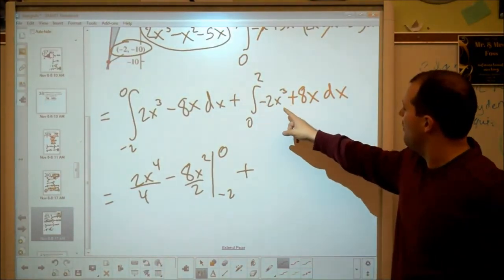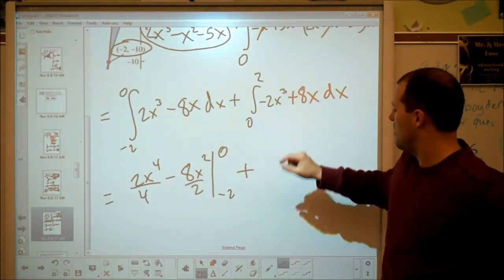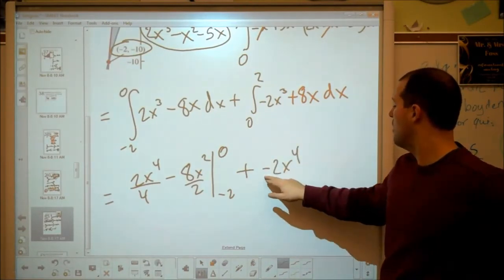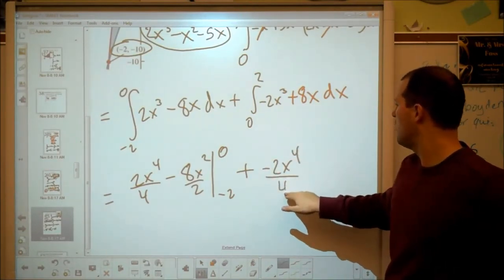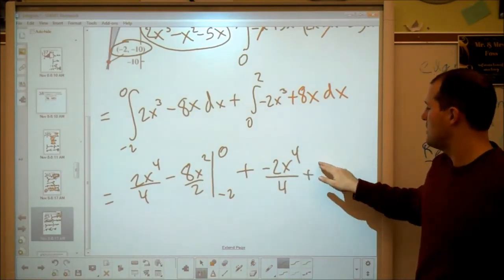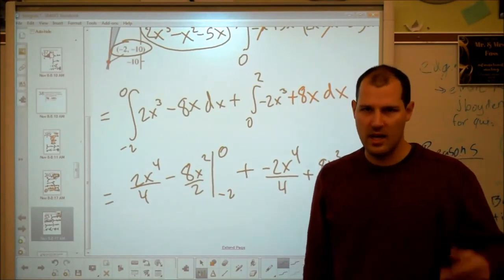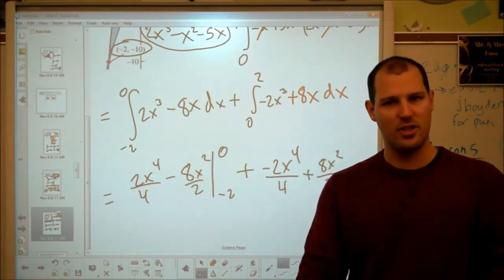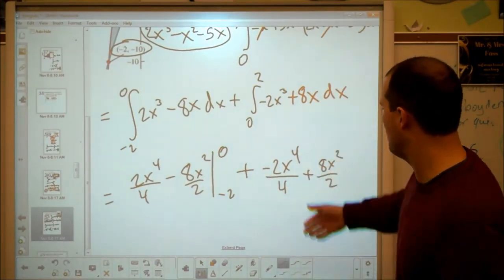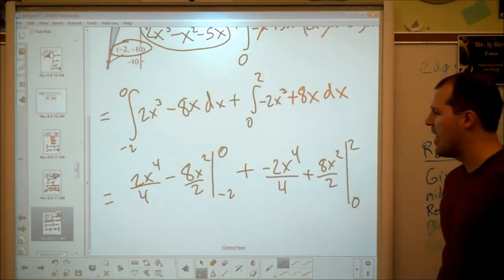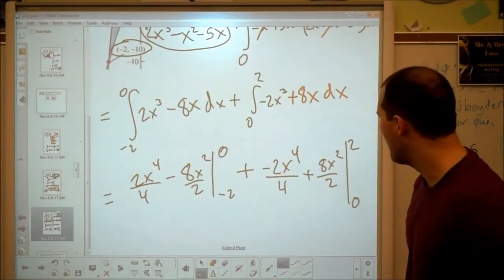Plus, and now we have, so the x cubed is going to become x to the 4th, so we get negative 2x to the 4th over 4. And then we get plus 8x squared over 2. So the two sides look very, very similar. Again, not surprising, because all we have is a switching in signs with switching the order of multiplication up above. Okay, don't forget your bounds, 0, 2. And so now this should be fairly manageable.